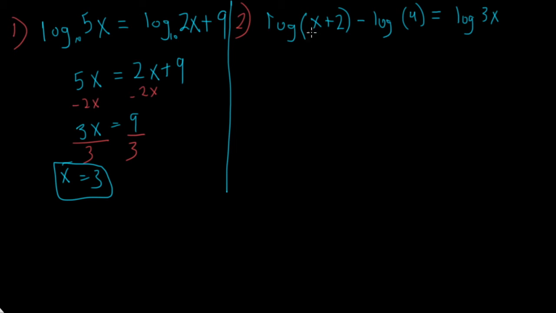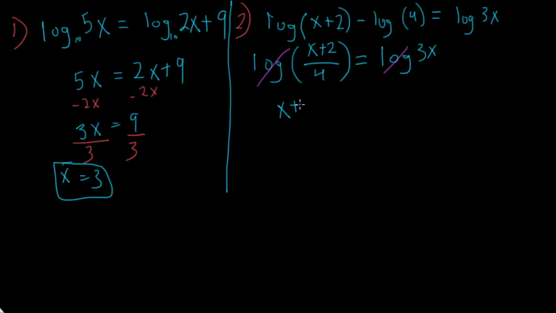Okay, so we have the same base, 10, okay? So that means we can use the quotient rule here. So we have log of (x plus 2) over 4 is equal to log 3x, okay? All I did was bring these together using the quotient rule. Now we have the same base and they're set equal, so we can get rid of these logs, right? Just get rid of these, and this is going to become (x plus 2) over 4 is equal to 3x.